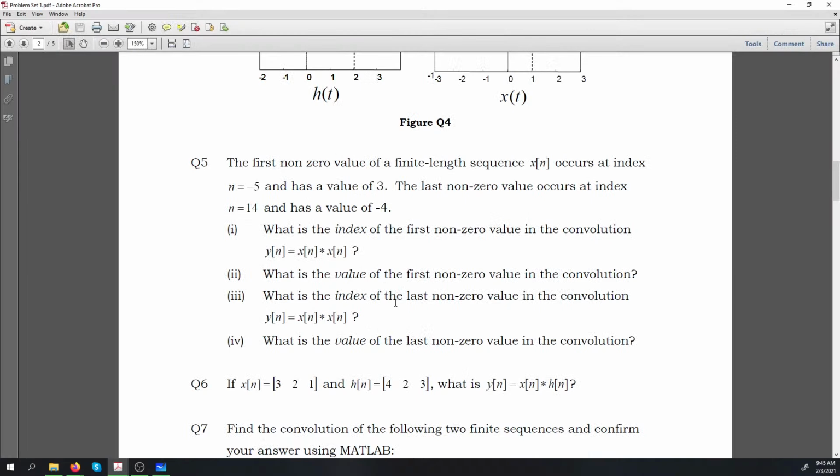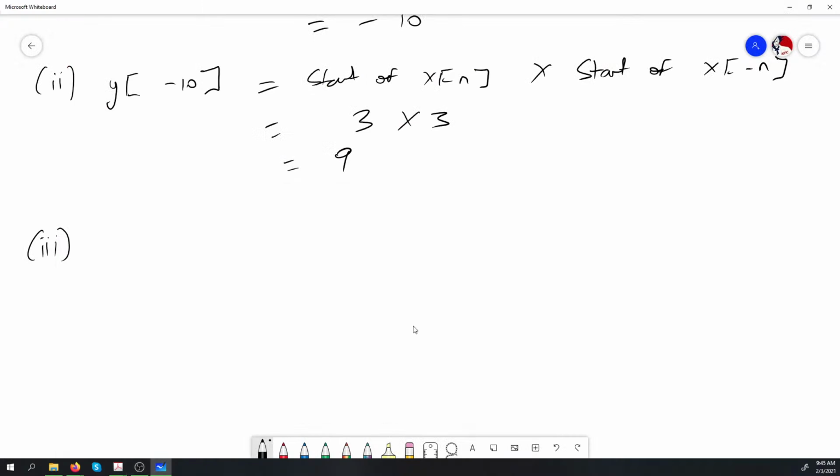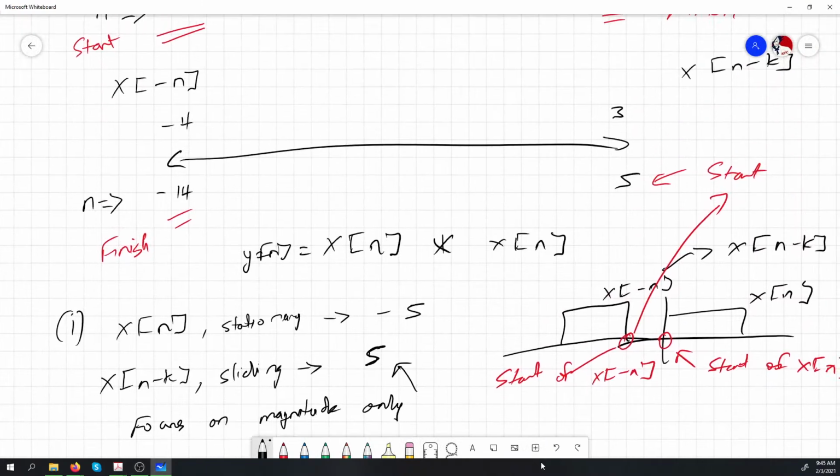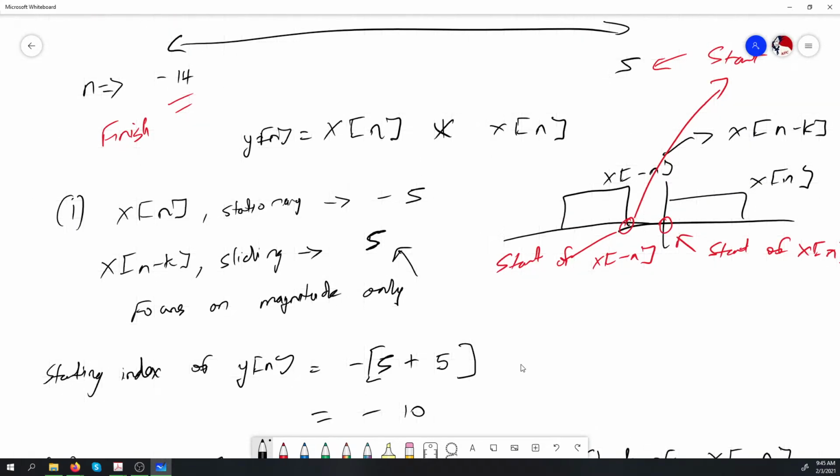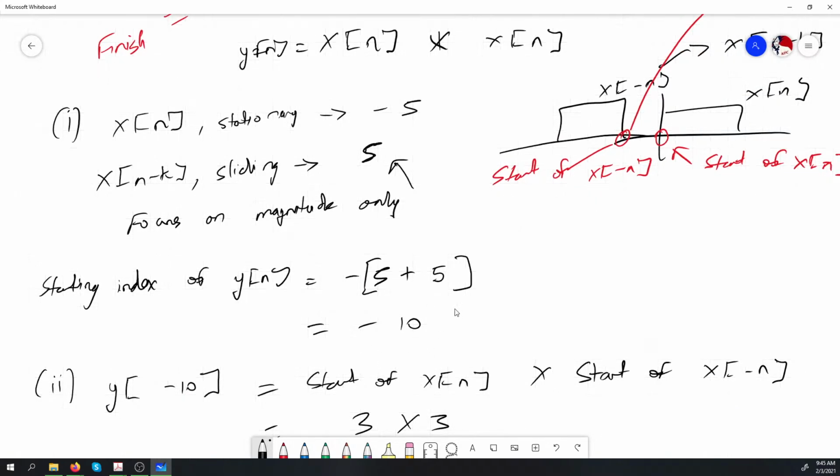So what is the index of the last non-zero value in the convolution? Okay. So if we have the index for the last value of the convolution, that means we need to figure out how many overlaps we're going to be encountering in particular. So we need to figure out what's going to be the length of our sequences here. And then we're going to use our start point and factor that in to figure out what's going to be our end point.